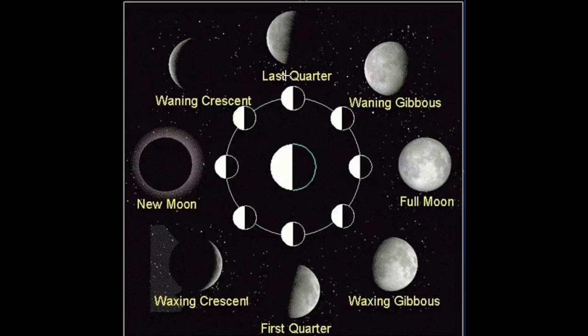Now, because we see less and less of the day side, the crescent in the east before dawn appears thinner each day. And you can see how thin it is here. So remember, we're seeing progressively less and less of the moon. So it appears thinner each day.